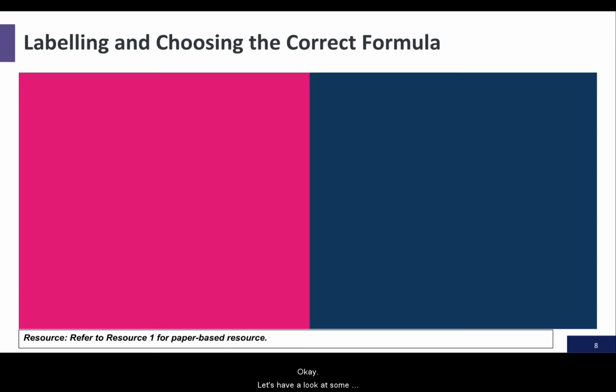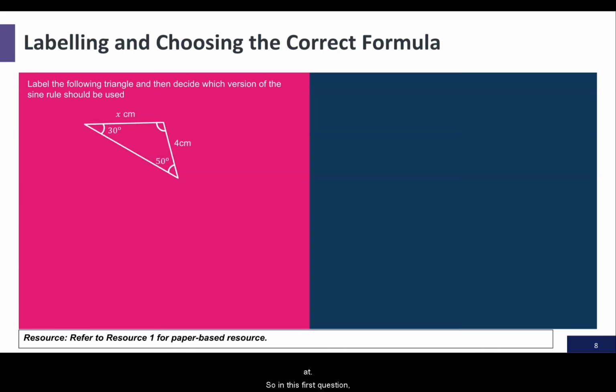Okay, let's have a look at some worked example problem pairs. I shall do the question on the left, and the question on the right is for you to have a go at. So in this first question, we're just going to label the triangle and decide which version of the sine rule to use.